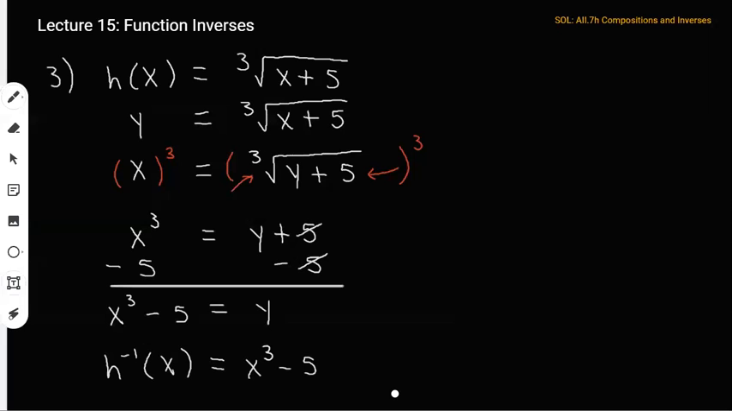So now we need to verify that they are actually inverses. What I'm going to do is compose the 2 functions together, put one of them inside of the other, and then see if I get x at the end. And if I do, that's good. That means that they are inverses. So let's do that on the right side. We're going to verify.